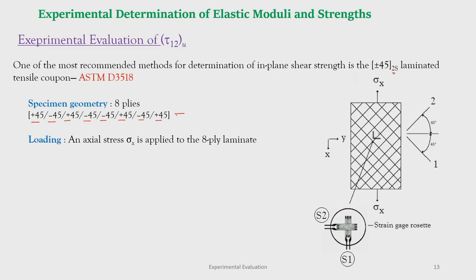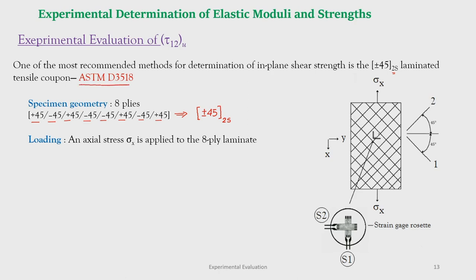So, we will study this when we study the laminate. In short, it is written plus minus 45 repeated twice, and the whole thing is symmetric. Okay? So, there are 8 layers of alternating plus and minus 45. Okay? Now, the details of this you can get in the ASTM.